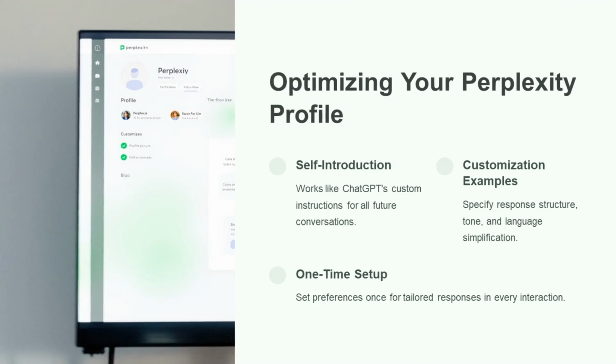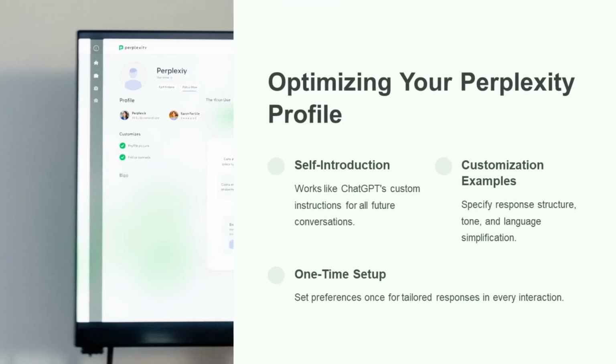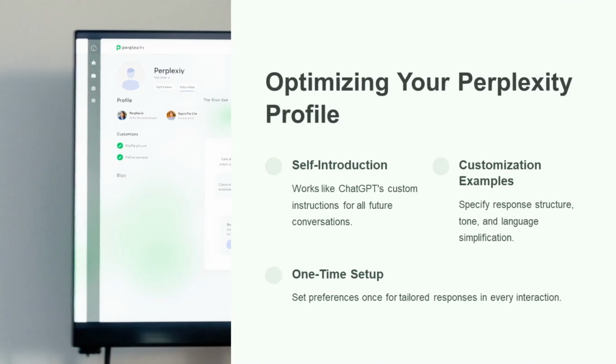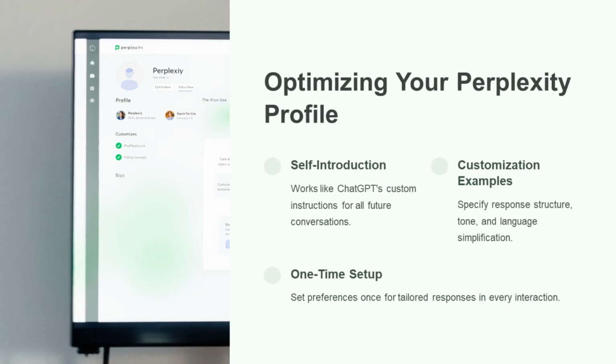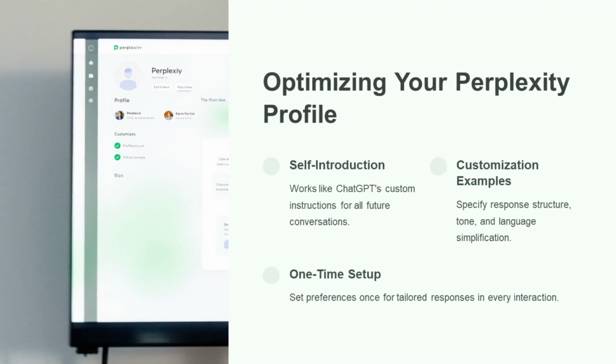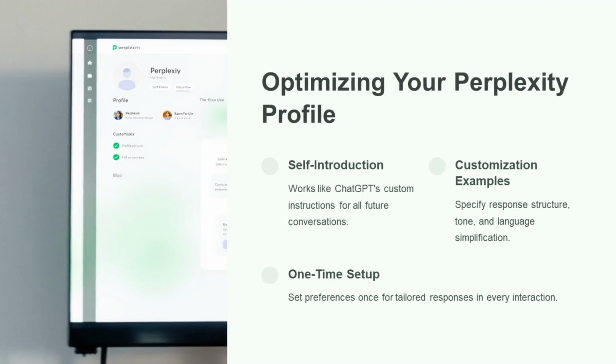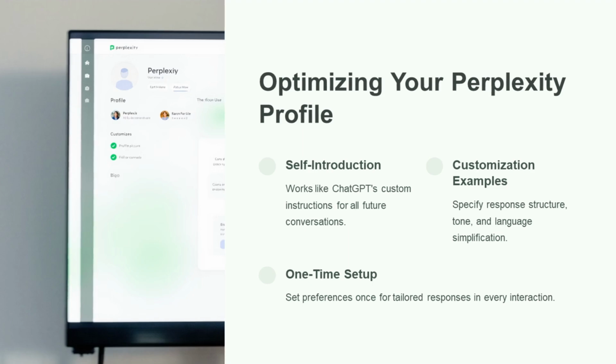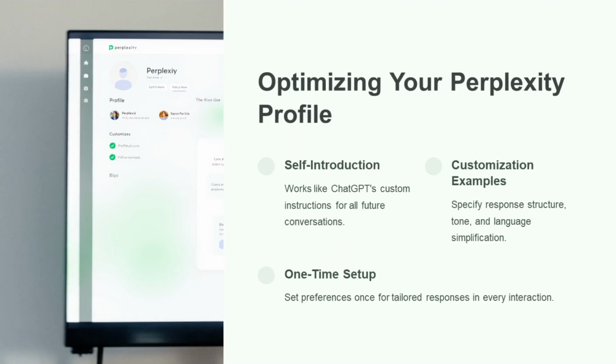Under the Profile tab, the Self-Introduction section works similarly to ChatGPT's custom instructions. Any preferences you set here apply to all future conversations. For example, you can specify, structure responses like a consultant. Use a conversational tone. Simplify language. Set this up once, and Perplexity will always tailor its responses to your style.